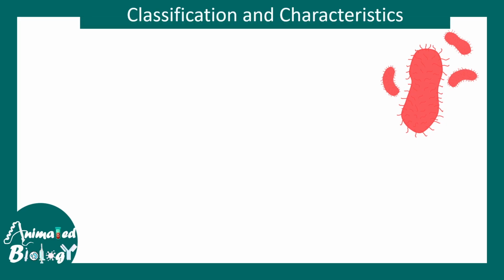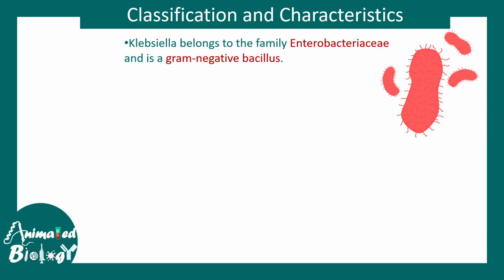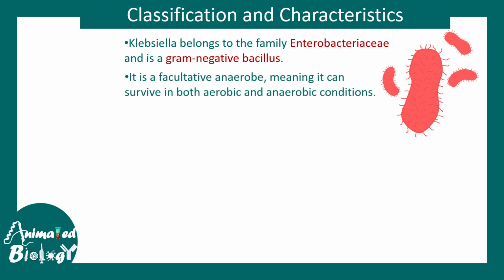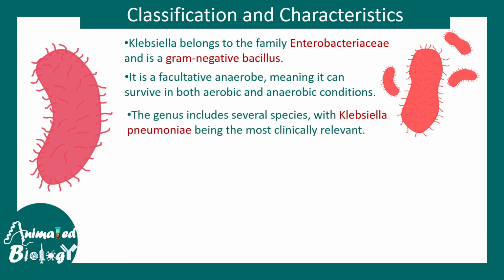Okay. So let us talk about the classification and characteristics of this bacterial genus. Klebsiella belongs to the family Enterobacteriaceae. That means they are found in the intestine, and they are gram-negative bacilli. They stain pink in the gram staining. It is a facultative anaerobe. That means it prefers oxygen, but it can live without oxygen as well. It can survive in anaerobic conditions.